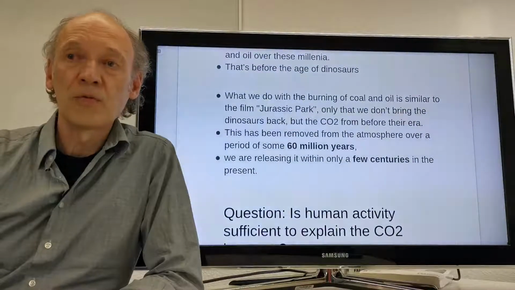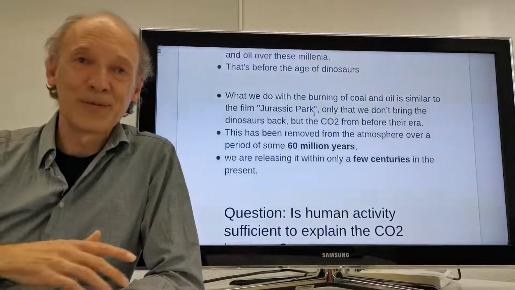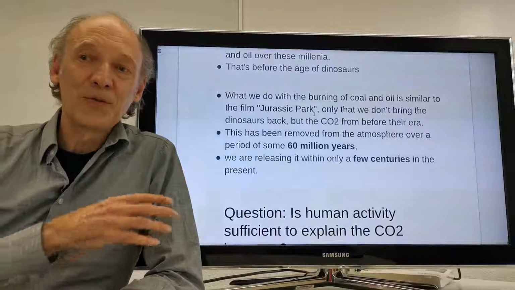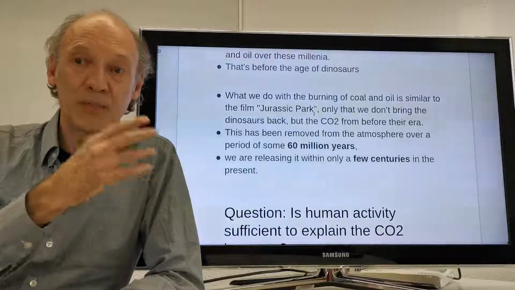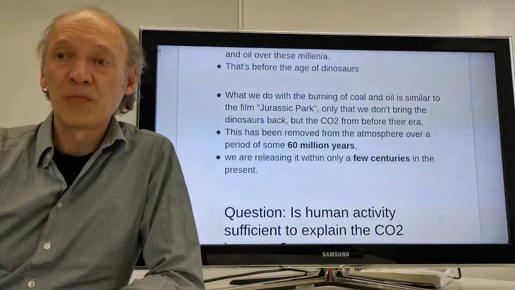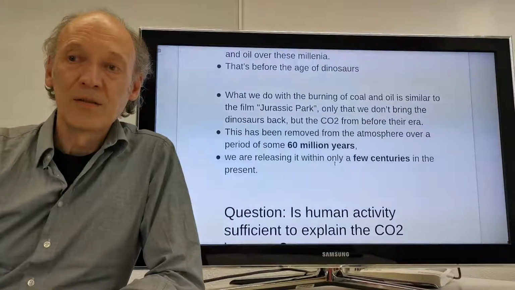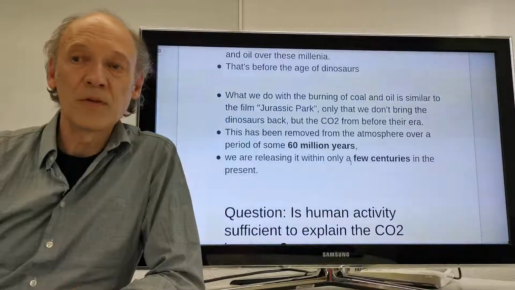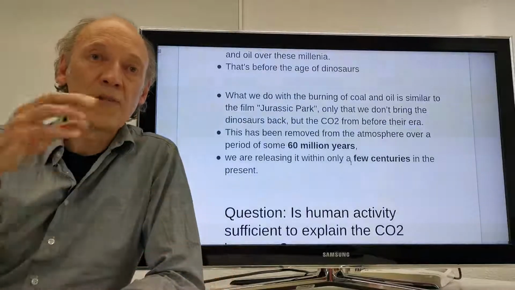So in effect, what we do with the burning of coal and oil is similar to the film Jurassic Park, where dinosaurs were brought back to life. Only that now we bring CO2 from even before that era back to life, or rather back into our atmosphere. So what we burn now has been removed from the atmosphere over a period of some 60 million years. And now we are releasing it within only a few centuries into the present. Right? And that's why we have this steep increase. Basically, we bring back the atmosphere from 300 million years ago, all of a sudden in the present.